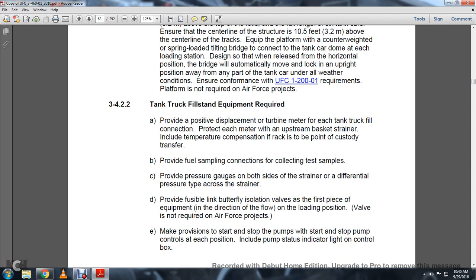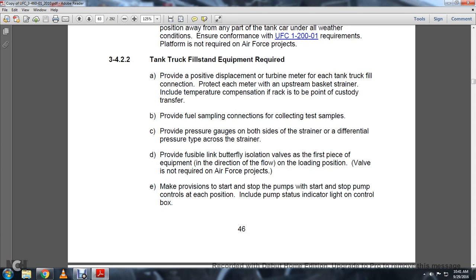Tanker truck fill stand equipment required. Provide a positive displacement turbine meter for each of the tanker truck fill connections, and protect each meter with an upstream basket strainer. Include temperature compensation if the rack is to be a point of custody transfer. Provide a fuel sampling connection for collecting test samples, a pressure gauge on both sides of the strainer, and differential pressure of the type across the strainer. Provide a fusible link with a butterfly isolation valve at the first piece of equipment in the direction of flow on the loading position; the valve is not required for the Air Force projects. Provide start and stop pump controls for each position, including pump status and an indicating light on the control box.